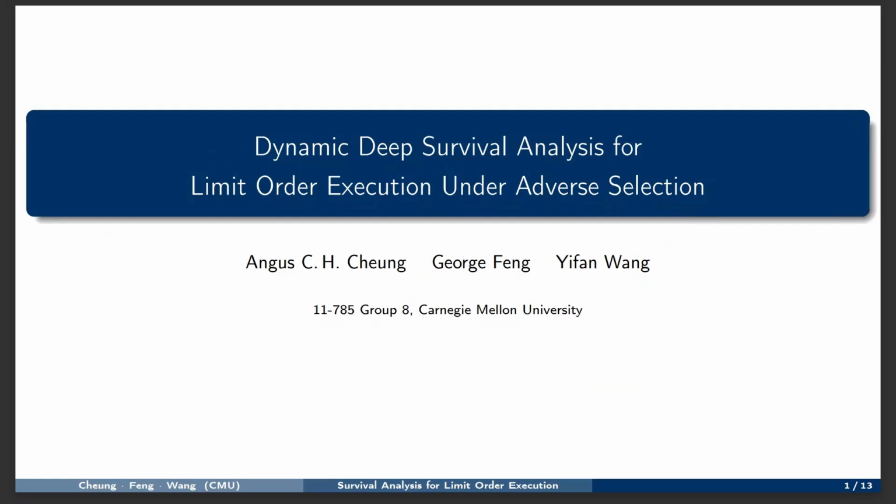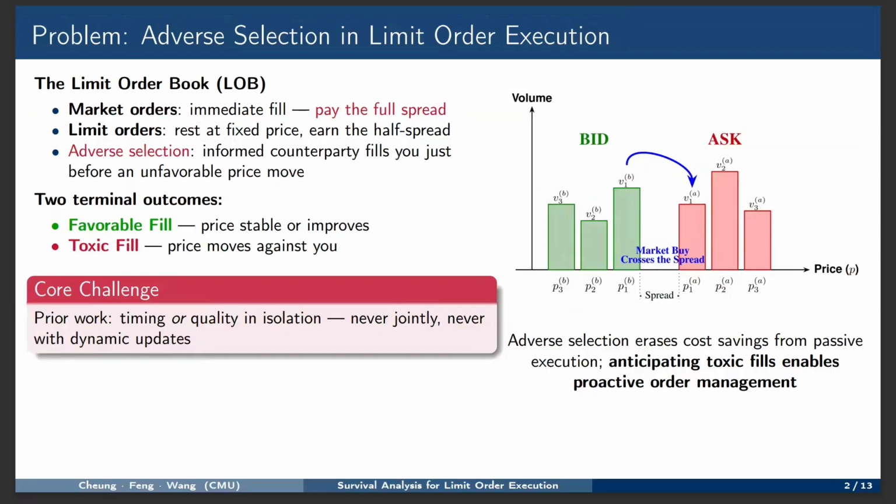Our project applies dynamic competing risk survival analysis to limit order execution in financial markets. When you submit a limit order, you wait at a fixed price hoping to trade cheaply, earning the bid-ask spread. But this comes with a hidden risk called adverse selection. An informed trader can fill your order just before the price moves against you. That's a toxic fill, and it erases every cost advantage of passive execution.